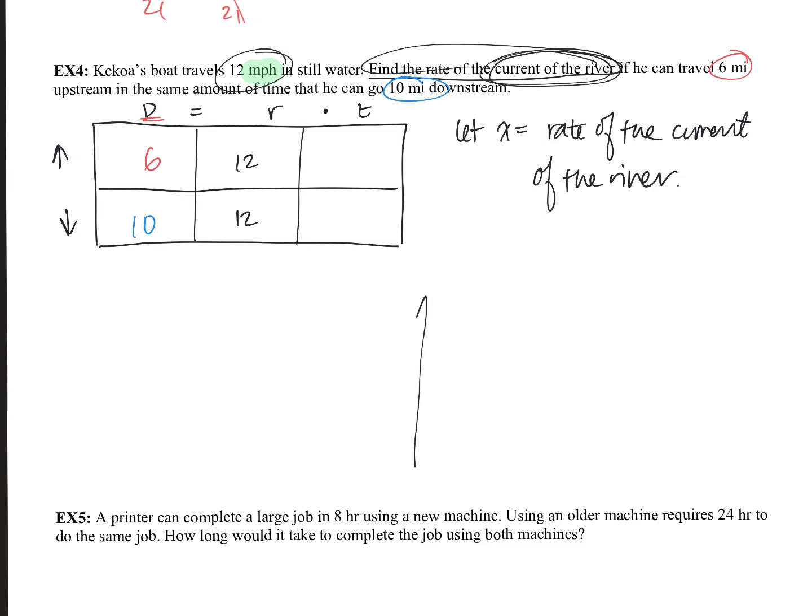If I'm going upstream, my speed of my boat is going to be slowed down, right? Because I'm trying to struggle against the current of the stream. So the rate of the current is going to be pushing against my 12. So it's going to be 12 minus the rate of the current when I'm going upstream.